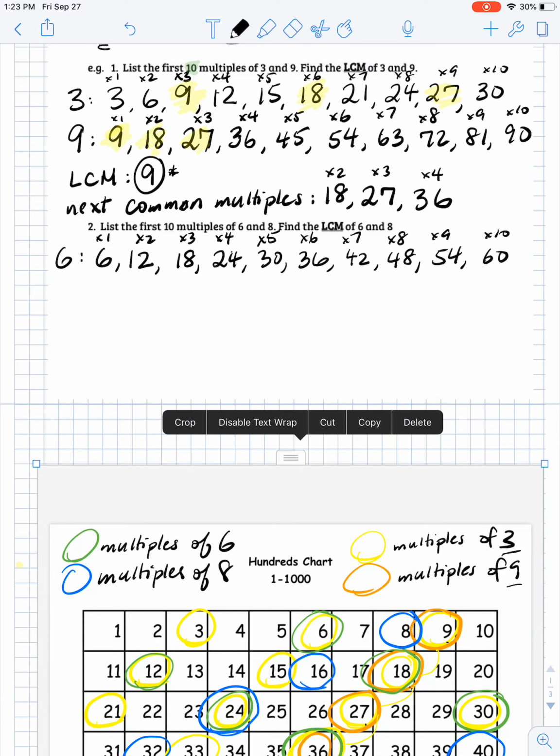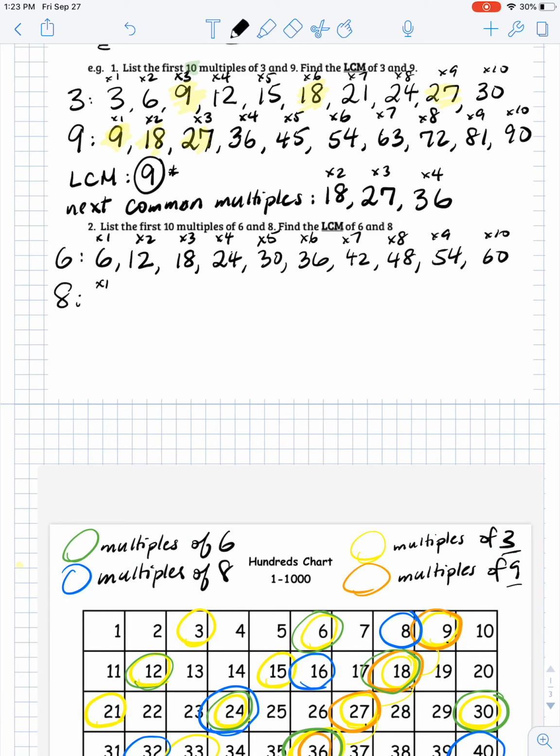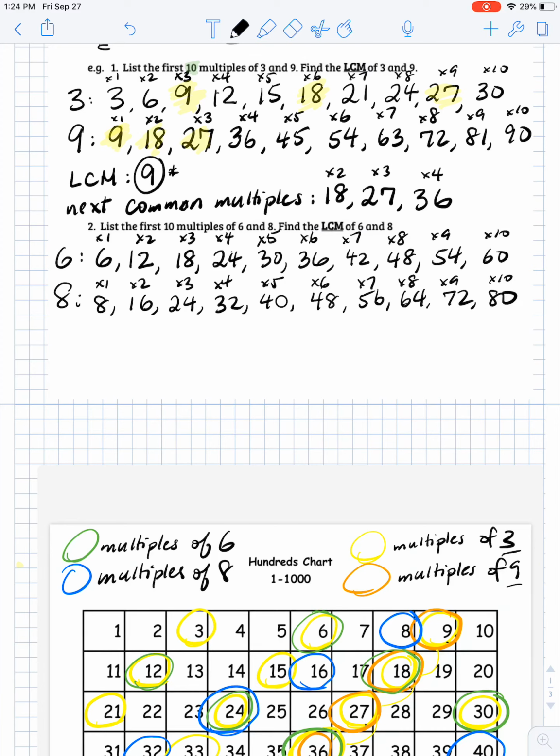Same thing with 8. And again, if you want to pause it and do these yourself, you can. Times 1, which is 8. Times 2, which is 16. Times 3, which is 24. Times 4, which is 32. Times 5, which is 40. Times 6, which is 48. Times 7, which is 56. Times 8, which is 64. Times 9, which is 72. And times 10, which is 80.